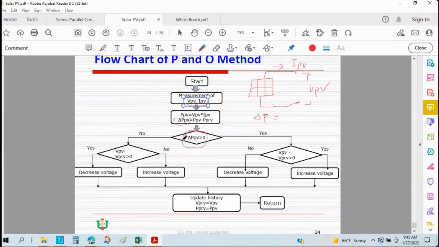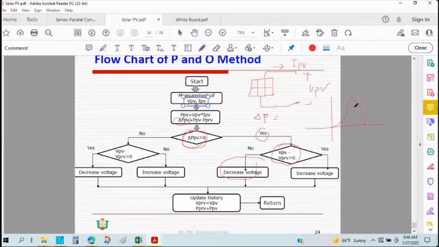If the power is increasing, that means the power we get at this point compared to the previous condition is increasing, then we will check whether the voltage is increasing or decreasing. If the voltage is increasing, then we will increase the voltage again. If the power is increasing but the voltage is decreasing, then we will further decrease the voltage. Why is it like this? Actually, it will be like this.